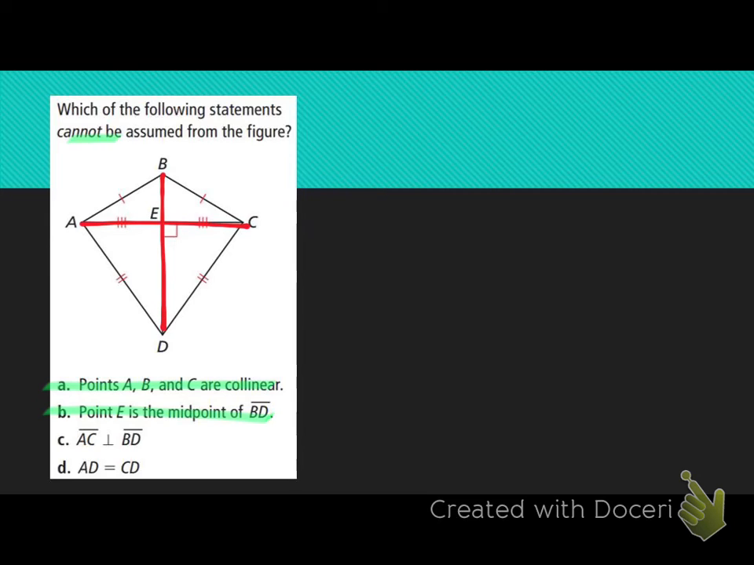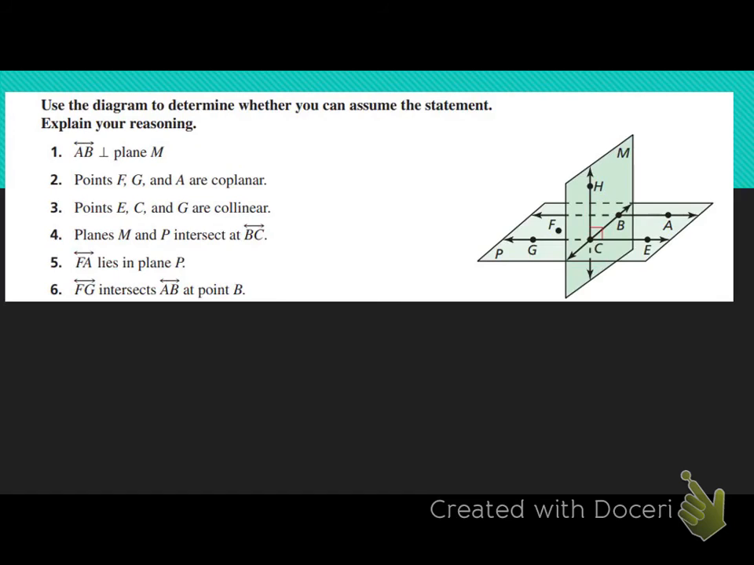Do we agree? We do. They make a right angle right there. And then last says the length of AD, which is this one, is equal to the length of CD. How do I know that they are? The congruent marks. There's 2 and 2, which means those are correct. So you should have had A and B. This one you're writing yes or no. It's not a multiple choice. You're just determining whether you can assume the statement.